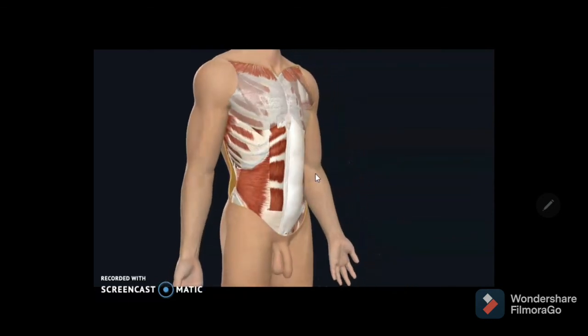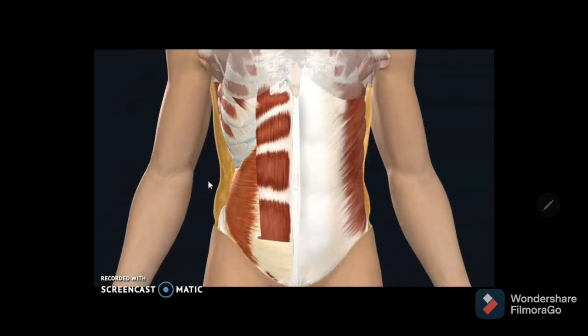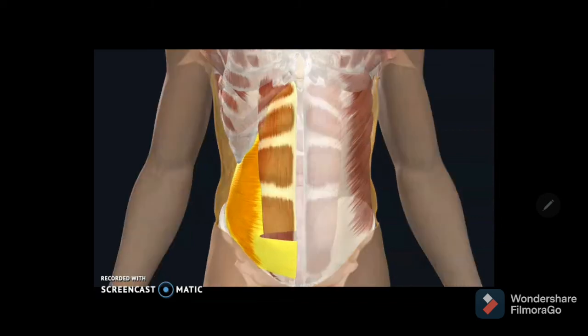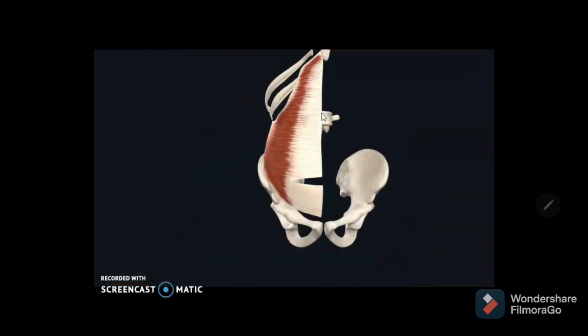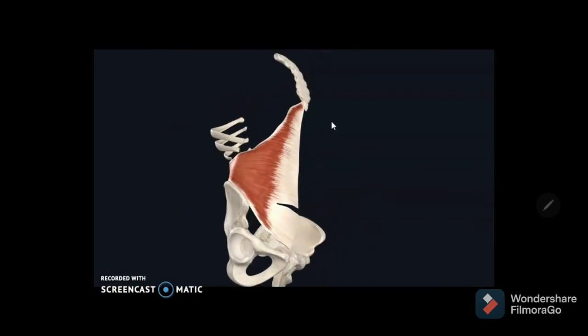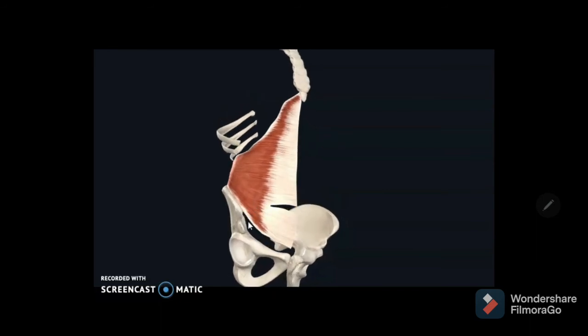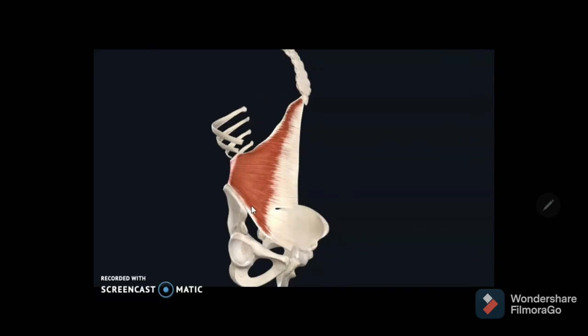Then the 5th layer of the anterior abdominal wall, that is the transversus abdominis. Here you can see the transversus abdominis, taking origin from the inner lip of the ventral segment of the iliac crest and running horizontally. The fibers are horizontal. It also takes origin from the thoracolumbar fascia, iliac crest, and lateral 1/3 of the inguinal ligament. Internal oblique is lateral 2/3, whereas transversus abdominis is lateral 1/3.